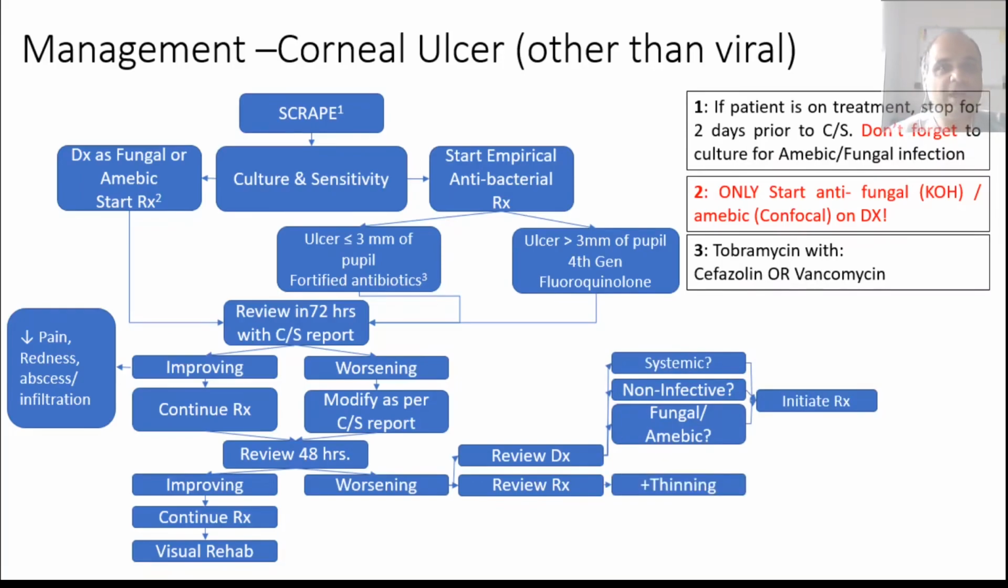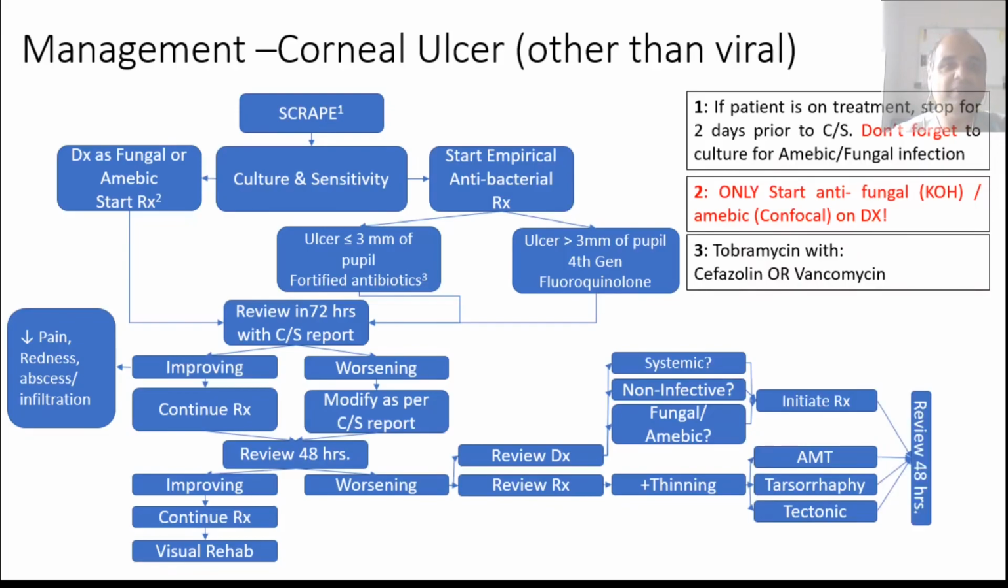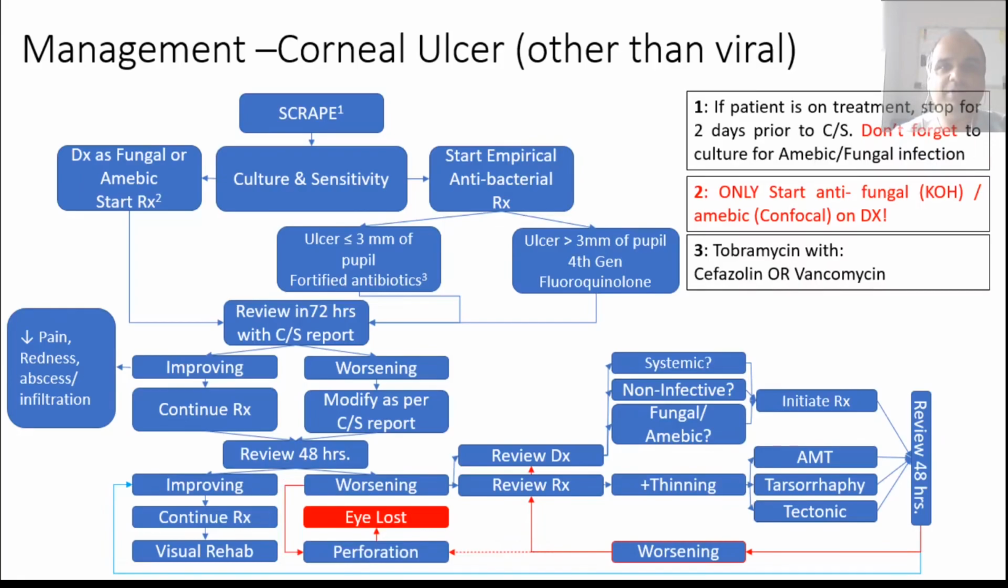If you start getting a thin cornea at this time, which can lead to a corneal perforation, you need to start thinking about and taking appropriate steps to strengthen your cornea, which would be amniotic membrane transplant, tarsorrhaphy, or a tectonic graft. We'll cover these in a bit. And then finally, review your patient in about 48 hours again. If he's improving, very good. If he is still worsening, you can go back to the cycle of review, diagnosis, and treatment. But at this point, perforation and eye loss is something that's inevitable.